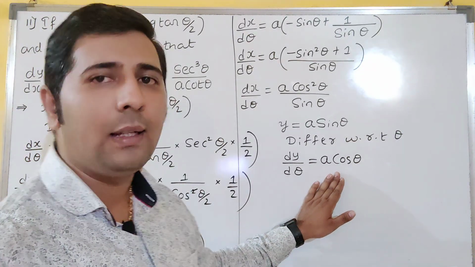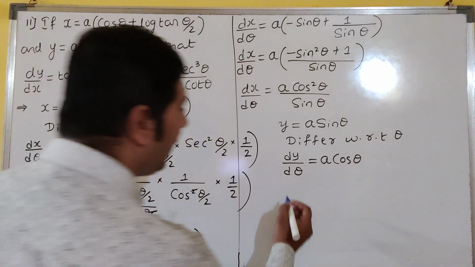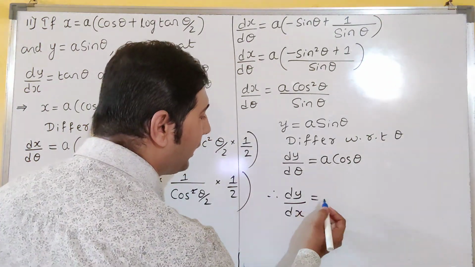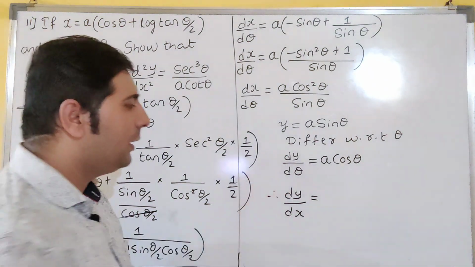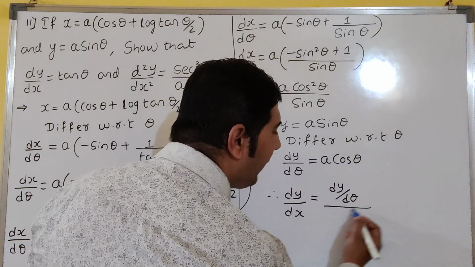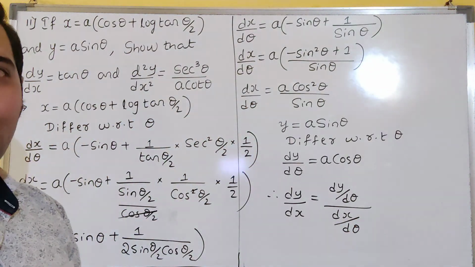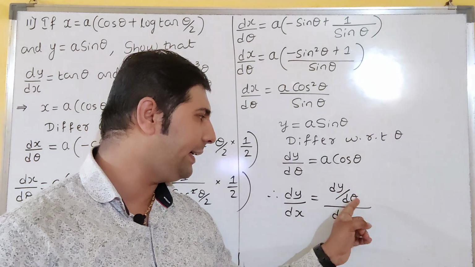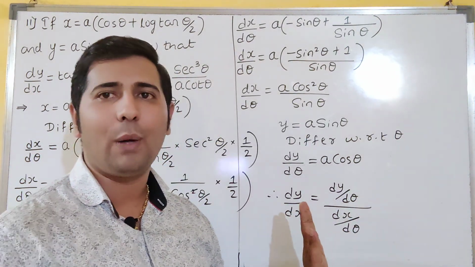You got this answer? Then I have to show what? Dy by dx is equal to tan theta. So now see, therefore, dy by dx. I want dy by dx. How we will write dy by dx here? In parametric function, dy by d theta whole divided by dx by d theta, dear students. Will you agree or not? So dy by d theta divided by dx by d theta. D theta get cancelled, means you will get dy by dx or not. So that only form we have written.